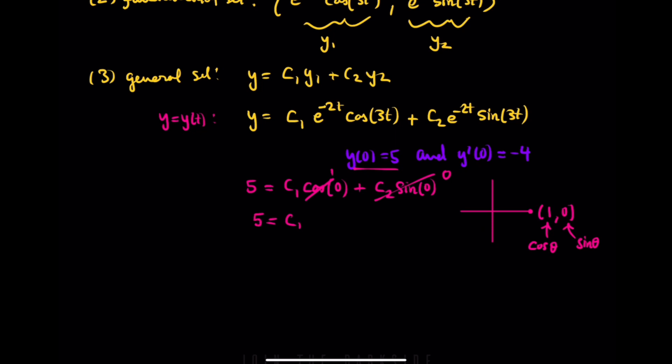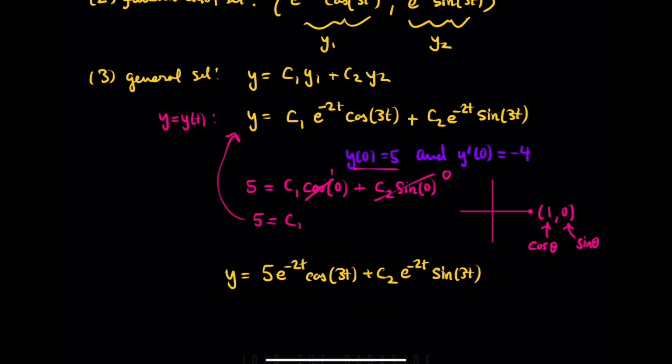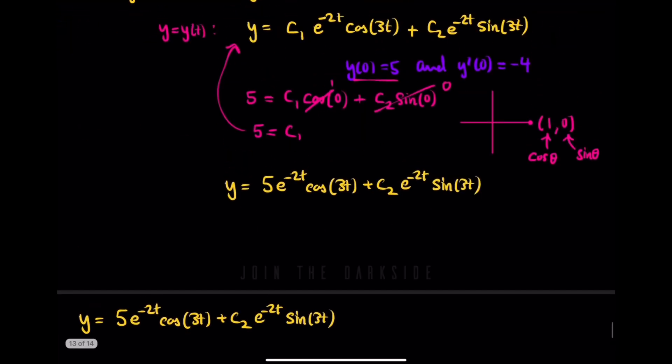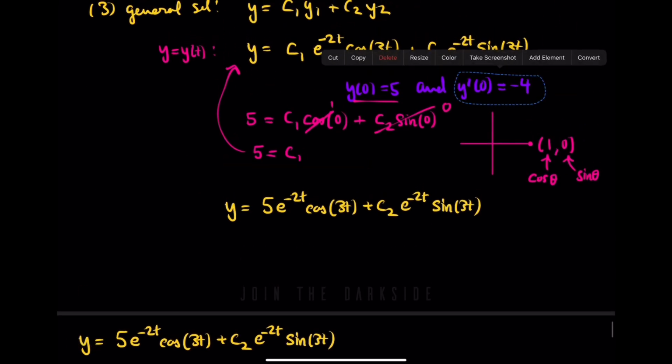Okay, and now we can plug what we know so far into the general solution. So the general solution can be rewritten as y equals 5e to the minus 2t cosine 3t plus c2 e to the minus 2t sine 3t. Okay, and I might just put this on the next page because we're running out of space. So let's put that on the new page like so. And y prime 0, I'm just going to copy this, is negative 4.